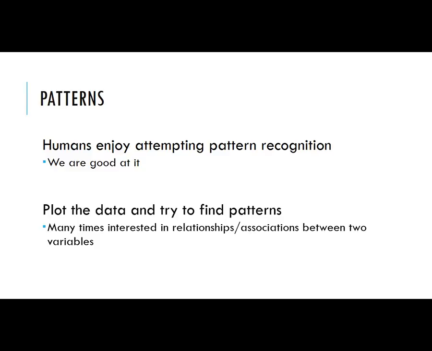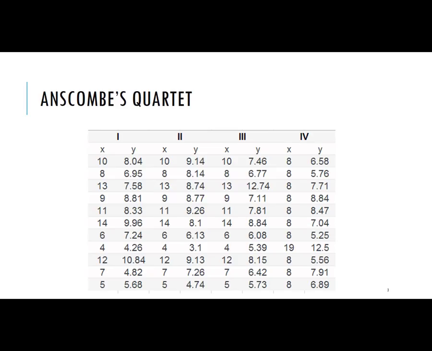So again, many times we're interested in relationships or associations between two variables. Sometimes it might be between more than two variables, but right now we're going to restrict ourselves to two variables so that we can plot in two dimensions, an x-axis and a y-axis. A scatter plot works really well for this type of analysis, like we saw at the end of Unit 1. Right? So let's take a look at several different sets of data.